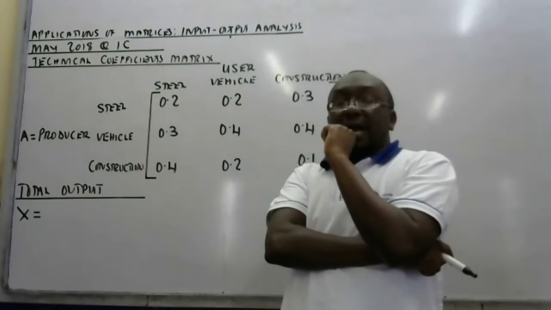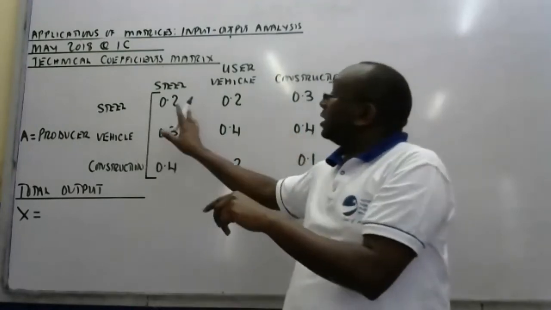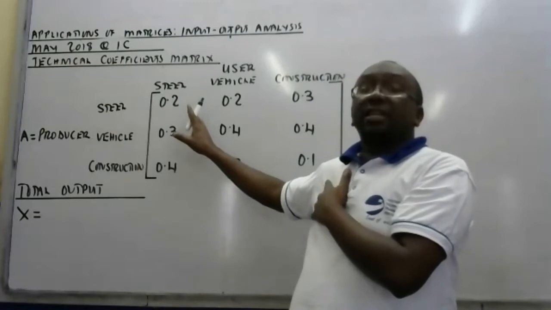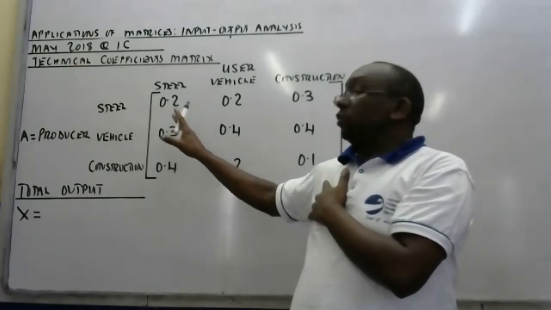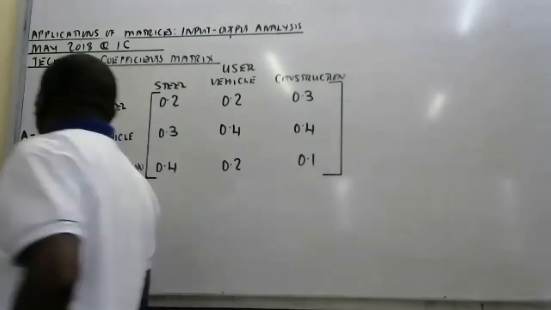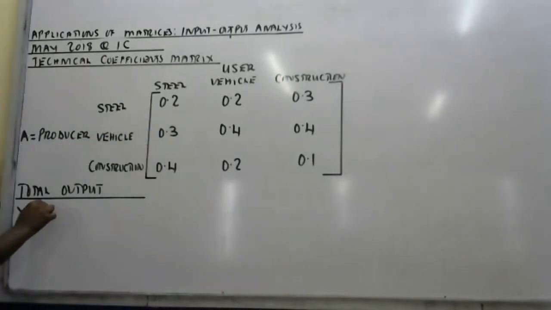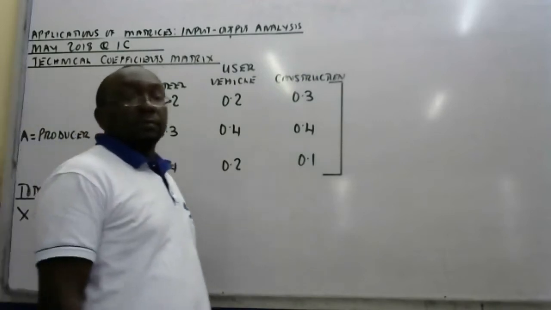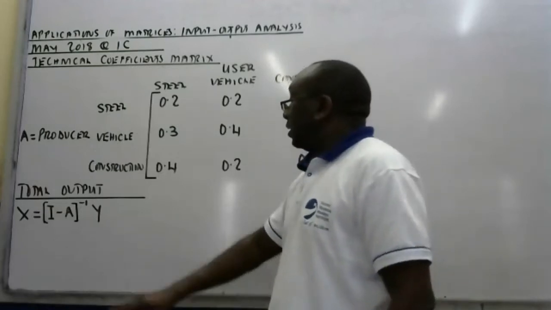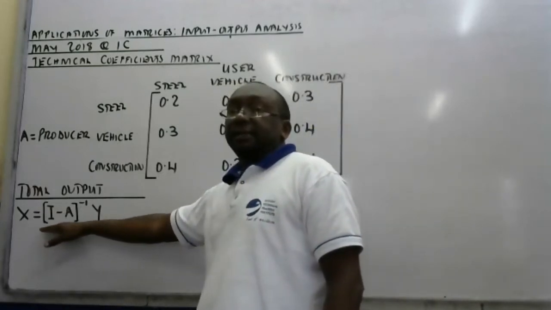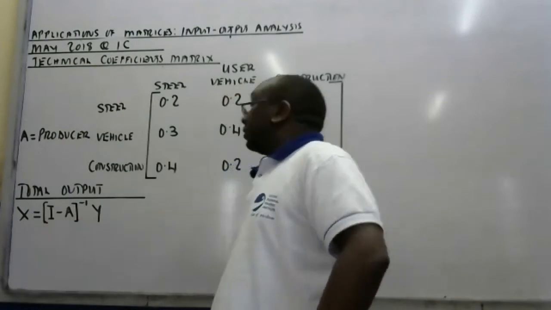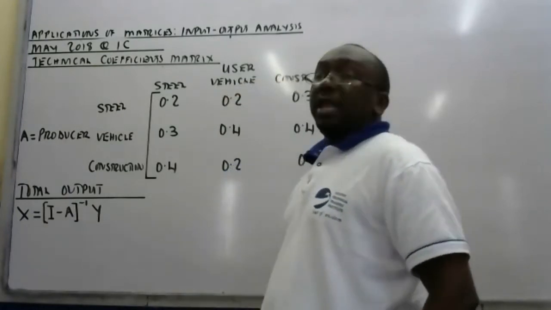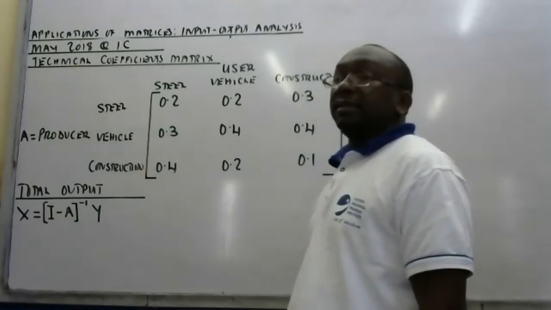Now here A plus Y is used when you have the totals. But if you have the ratios, we use the other formula, which we have said is I minus A inverse multiplied by Y. That's okay, yeah? Now this one is the one we are calling the Leontief's inverse matrix.